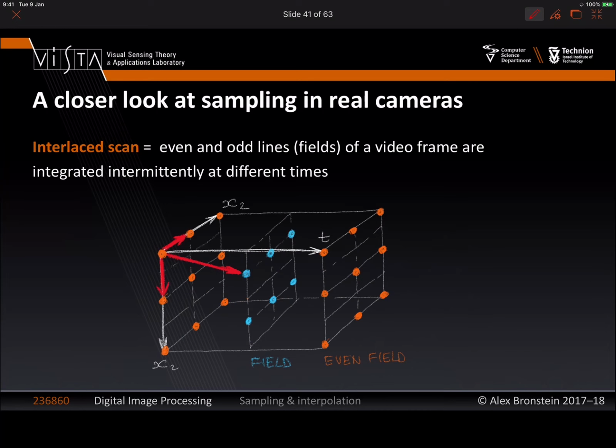Another example that is more or less obsolete nowadays, but previously the cameras that were used, analog cameras mostly, were using what is called interlaced scan. And interlaced scan means that you don't really take all the rows of the frame at the same time. You integrate the even rows instantaneously at one time, and it is called the even field of the frame, and then half the frame integration time afterwards you integrate the missing rows.